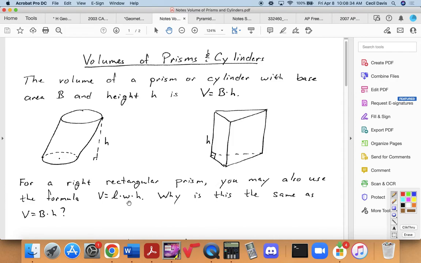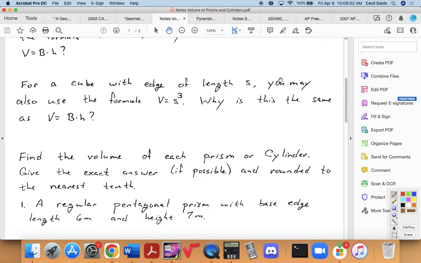Well, here I'm going to pick up this one that I had before. If I do length times width, what am I finding? The area of the base times the height. So this is just one that only applies to rectangular prisms. I don't use it because I know this formula that I can use all the time, even if it's not a rectangular solid.